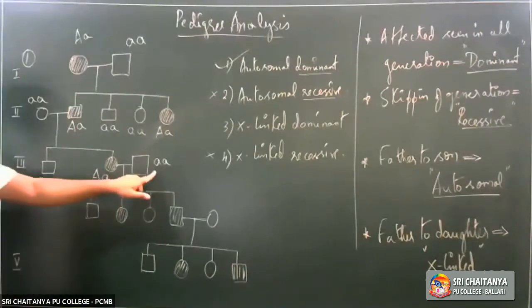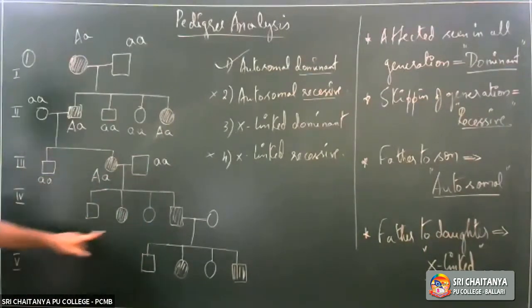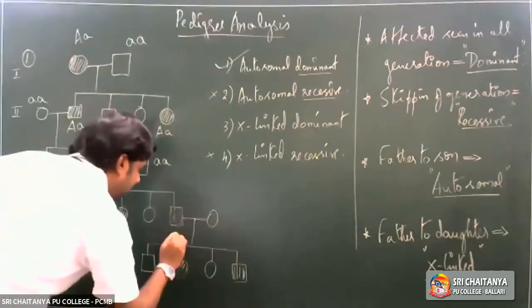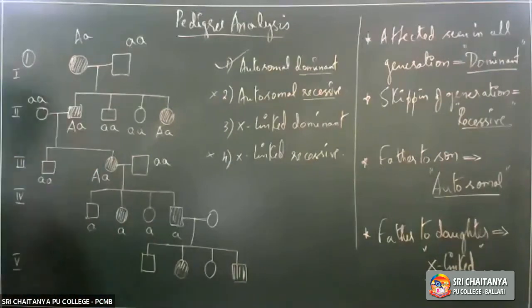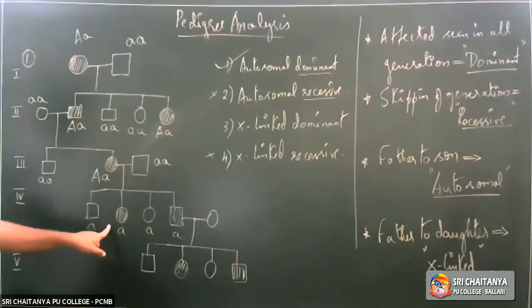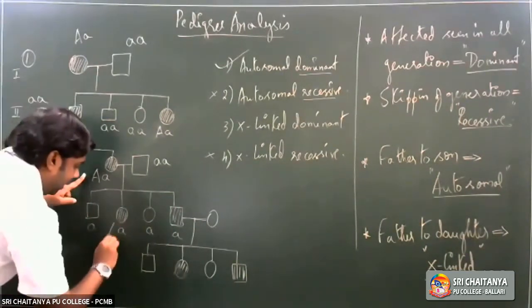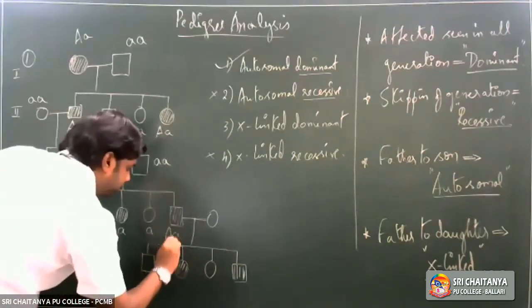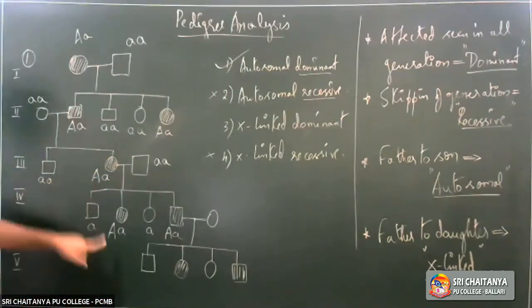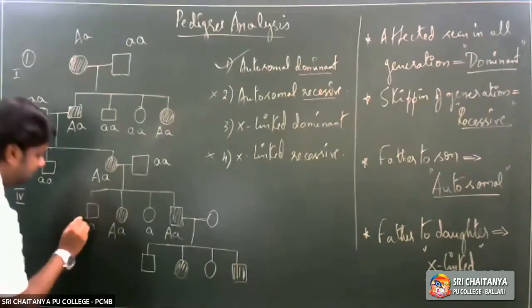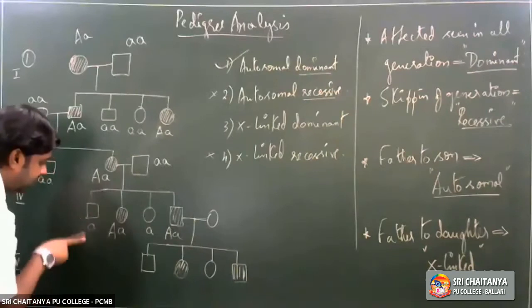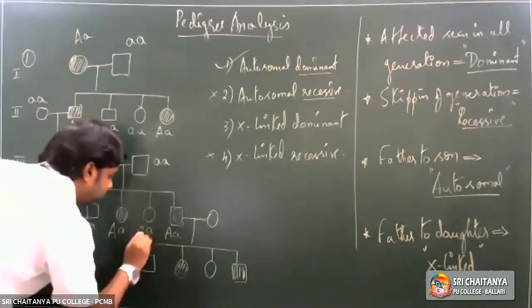Now this affected daughter will marry another normal individual, small a, small a, a recessive condition. Since the father is recessive, he will give recessive alleles to everyone here. All recessive alleles are given. Now which allele will the mother give during fertilization? Affected children will get a dominant allele here, and unaffected children will get a recessive allele.